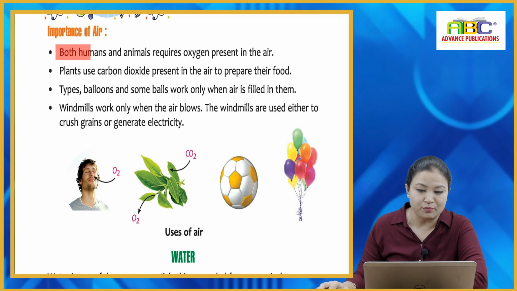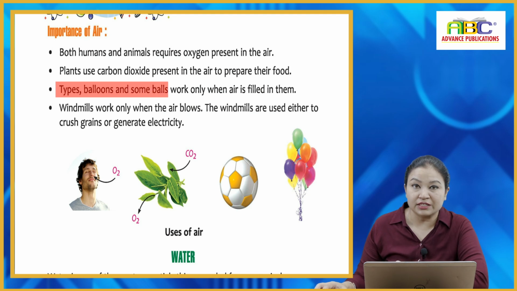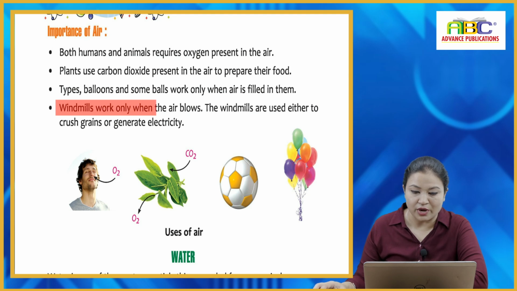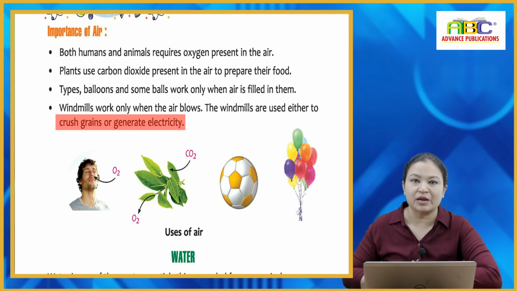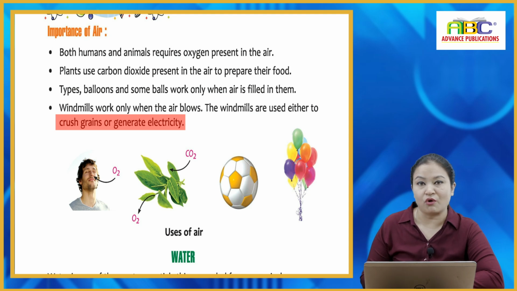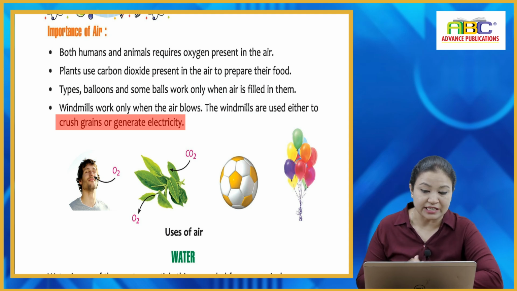Now importance of air. Both humans and animals require oxygen present in the air. Plants use carbon dioxide present in the air to prepare their food. Tires, balloons and some balls work only when air is filled in them. Windmills work only when the air blows. The windmill is used either to crush grains or generate electricity. So plants and animals depend on the air, because animals require oxygen and the plants require carbon dioxide. Even tires and balloons need air to work properly.